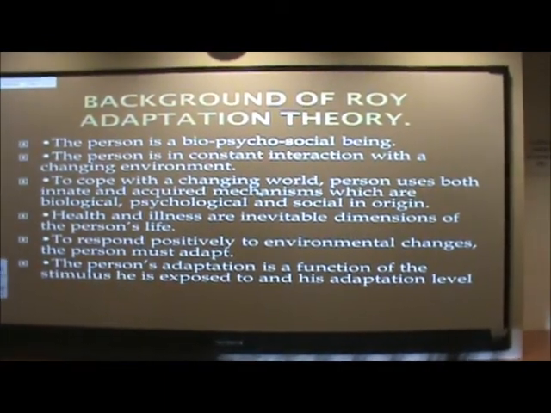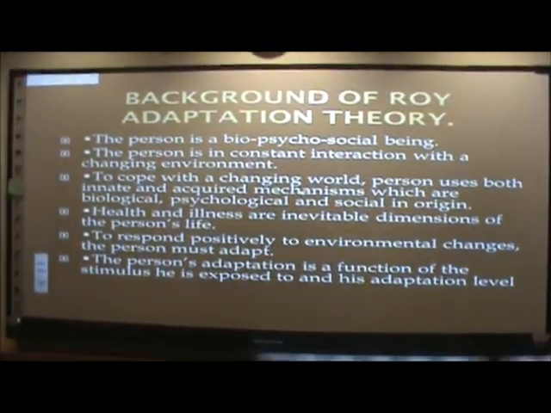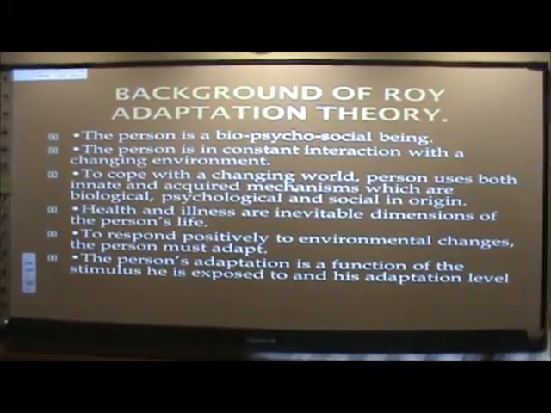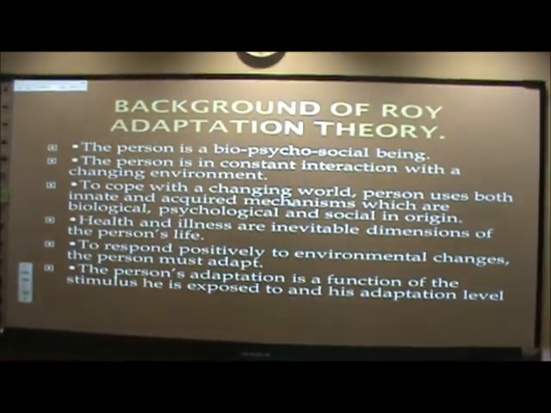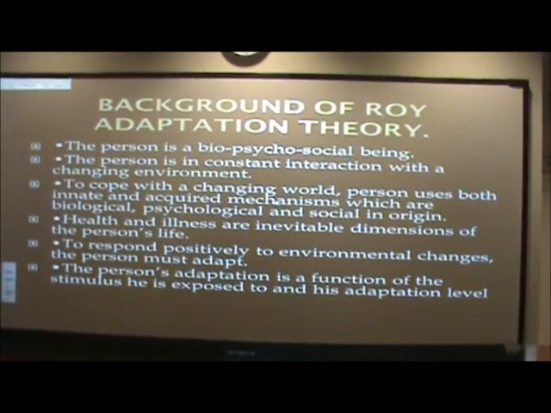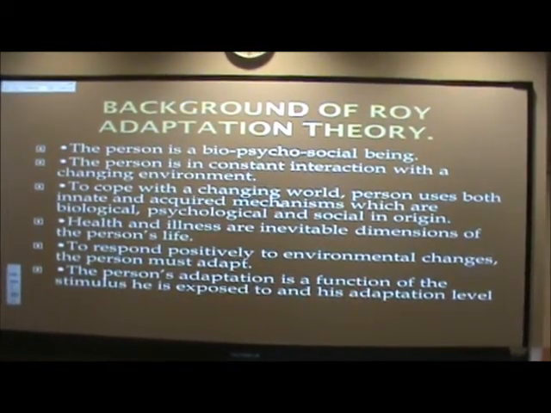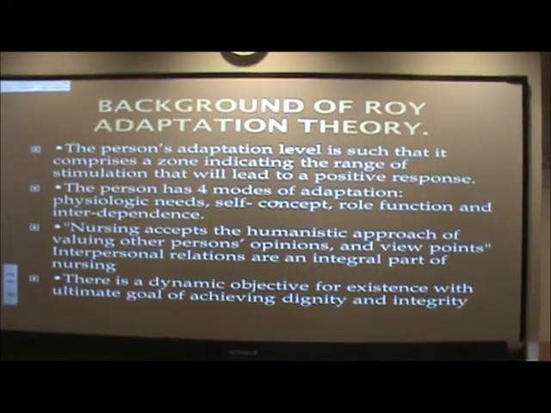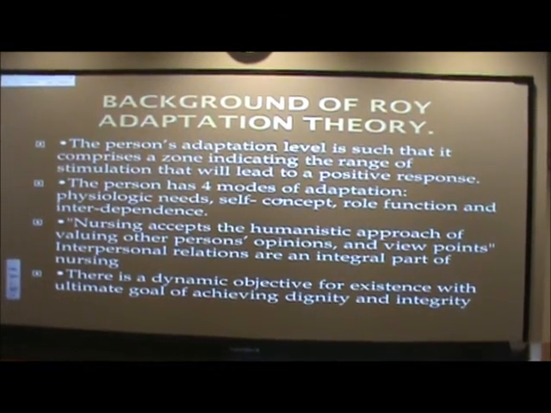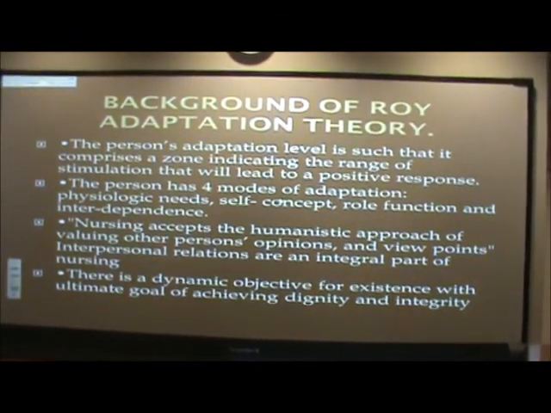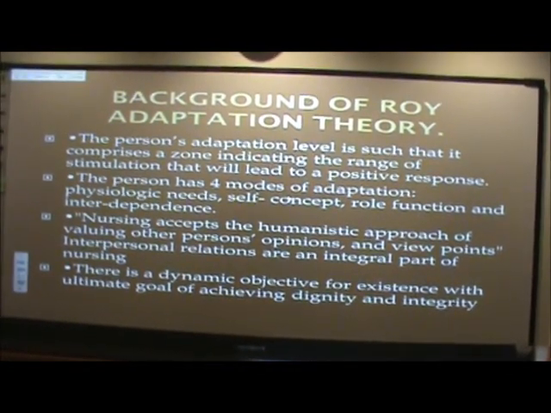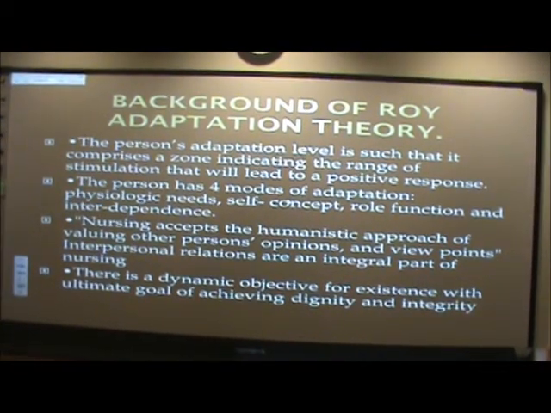The background of the Roy Adaptation Theory. The person is a biosocial being. The person is in constant interaction with the changing environment. The person responds positively to environmental changes, and the person's adaptation is a function of the stimulus he is exposed to and his adaptation level. The person's adaptation level is such that it comprises a zone indicating the range of stimulation that will lead to a positive outcome. There is a dynamic objective for existence with the ultimate goal of achieving dignity and integrity.